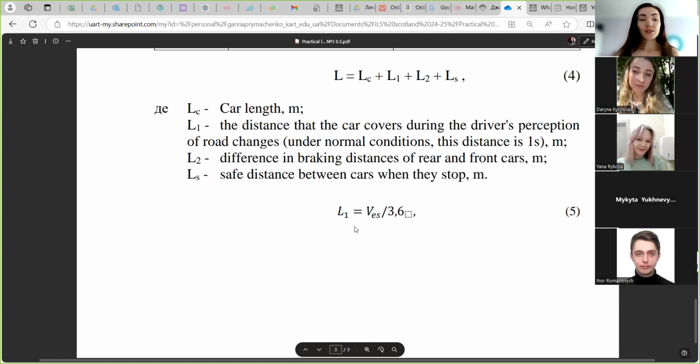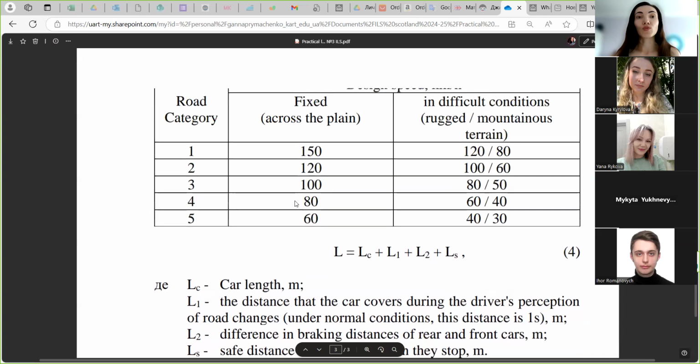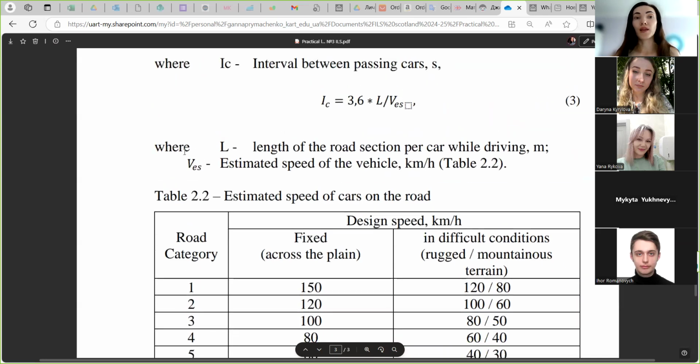So it is equal to the first parameter we find, which is our speed on the territory for our variant. It is V with index ES. What it means we show in other formulas, here under formulas 3. V with index ES is the estimated speed of the vehicle. It is in kilometers per hour, and we need to find it using table 2.2.